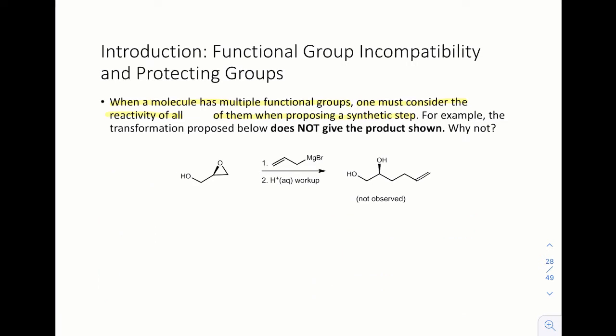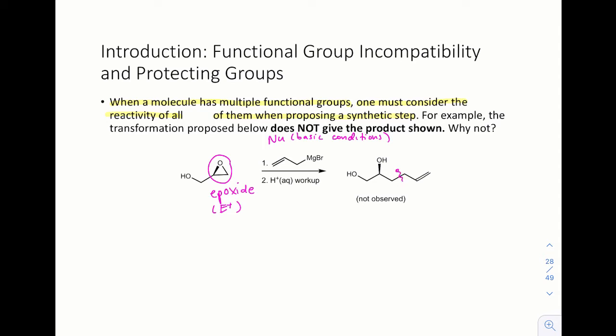Before we can explain why the proposed transformation does not occur, let's consider why the chemists thought it might occur in the first place. There is an epoxide and a nucleophile. In this case, that nucleophile is a Grignard reagent. It's really nucleophilic, so this is basic conditions. We know that for epoxide openings, we must first think about whether or not the reaction occurs under basic or acidic conditions. And certainly, these represent basic conditions.